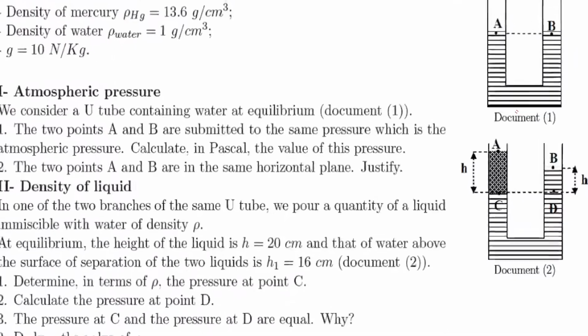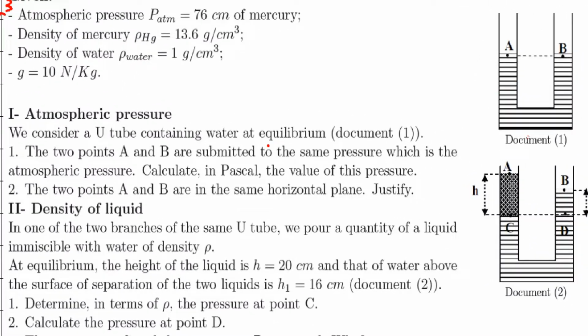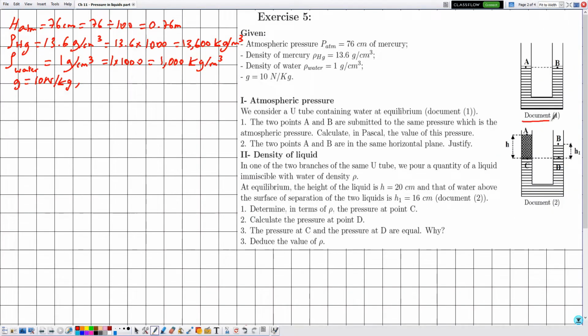Part 1, atmospheric pressure. We consider a U-tube containing water at equilibrium, document 1. Then they mentioned document 1, now we can use it. Notice that till this moment they didn't mention anything about document 2, then we are not allowed to use it.